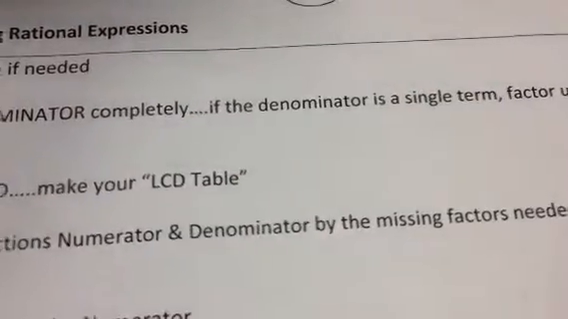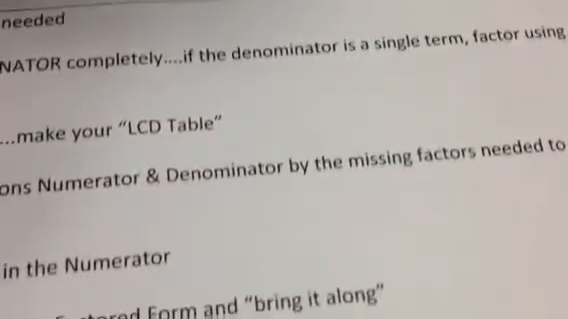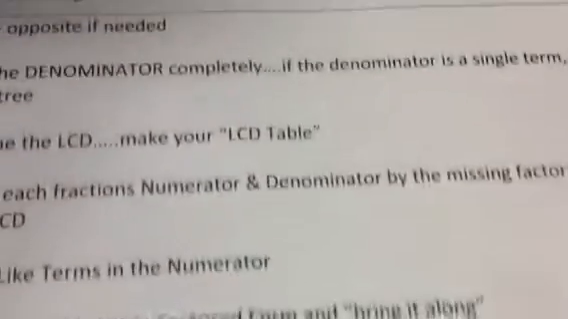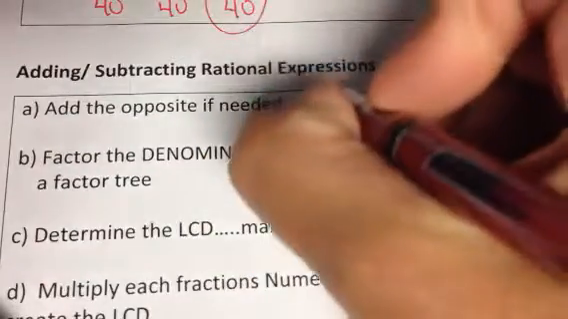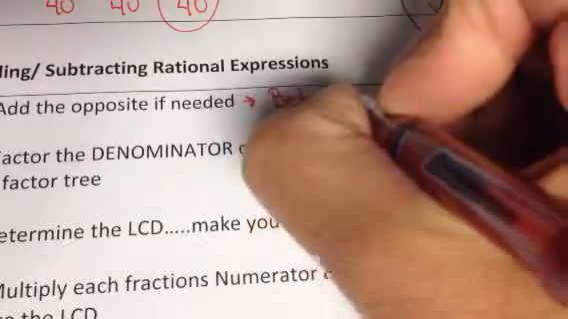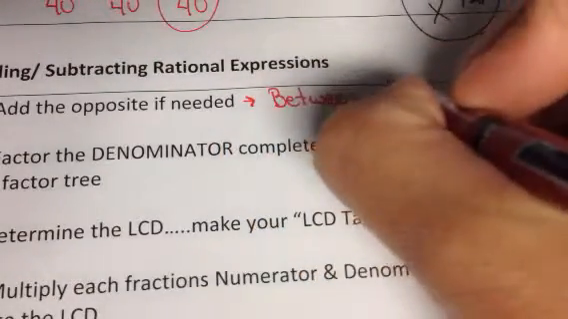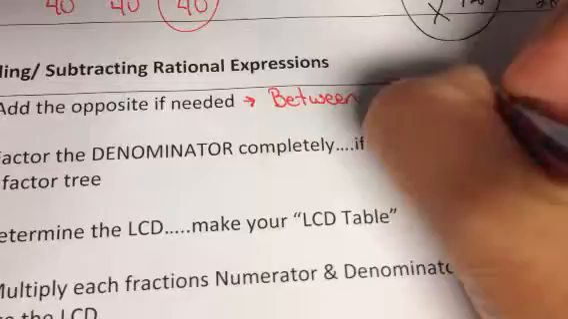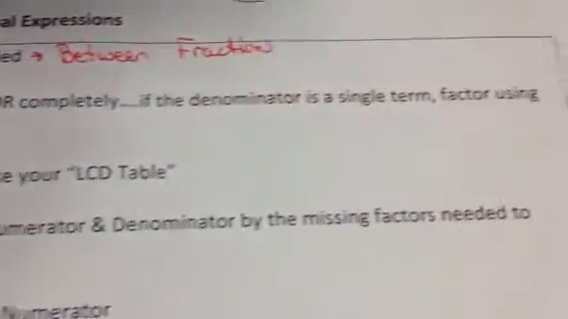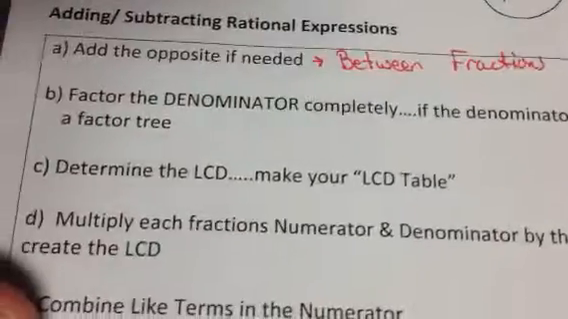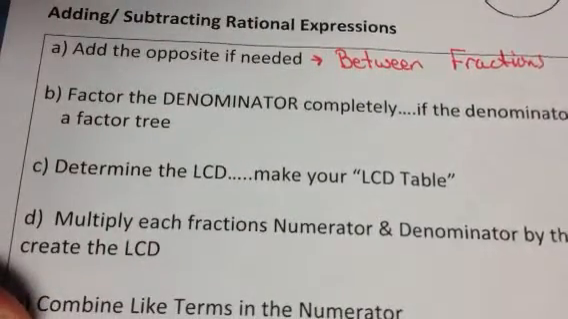So how do you add and subtract rational expressions? So the first thing we're going to do is add the opposite. So in adding the opposite, what I want you to do is to add the opposite between fractions. Okay? The next thing you're going to do is you're going to factor the denominator completely. If the denominator is a single term, factor using factor trees. We'll talk about that in a little bit.